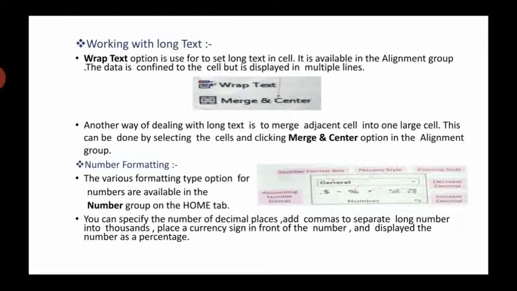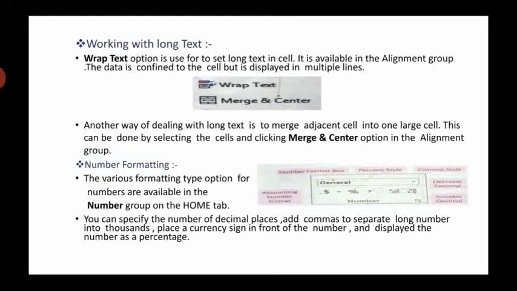Now working with long text. When text cannot fit in a cell, it spills out into the adjacent cell. You can let the data spill out, but if the next cell contains data, the spilled-out portion will not be visible. To avoid this, you can make the text wrap within the same cell. Select the cell and click wrap text in the alignment group. The data is confined to the cell but is displayed in multiple lines.